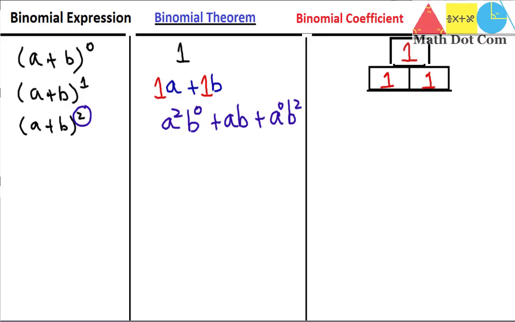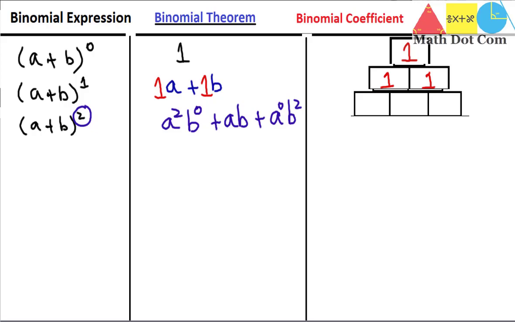So this will be according to the binomial theorem, because we are decreasing the power of the first term of the binomial expression and increasing the power of the second term. Now what will be the binomial coefficients? It means what will be multiplying with these. Let's see how you can compute the coefficients of these 3 terms of the binomial theorem.